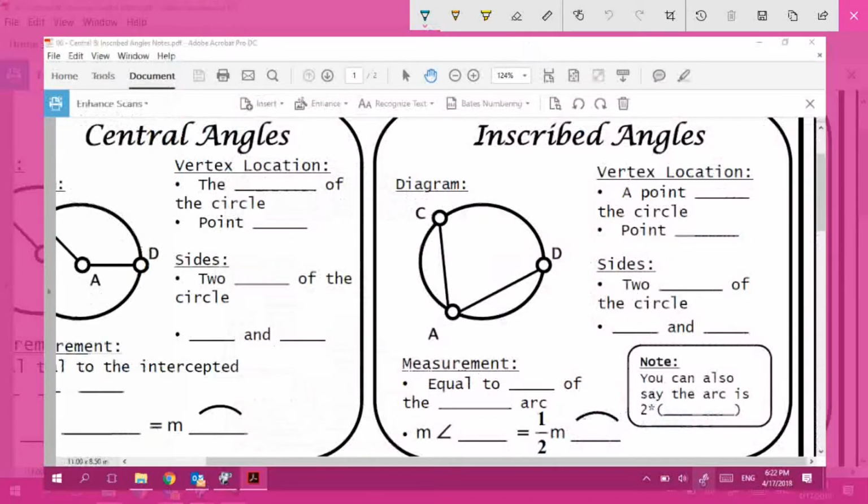Next, we'll be working with inscribed angles. Inscribed angles, the vertex location is a point on the circle. So on this circle, which one would it be? And remember, it's a vertex, so it's going to be that corner piece of the angle. That's going to be point A once again. Point A is my vertex. And the sides are two chords of the circle. Look at this. AC and AD. Those are chords because both the endpoints are on the circle.